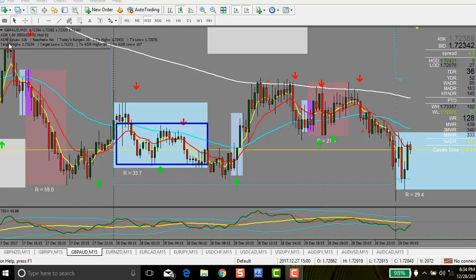So here is GBPAUD, and right here is about 1 o'clock Eastern Time this morning. That's the end of this box here, which is right before the open of the London session. So what we're looking for is a box, an Asian range of about 25 to 50 pips, and that's what we had here. We had 33.7.